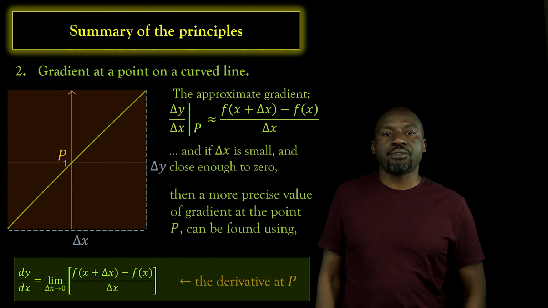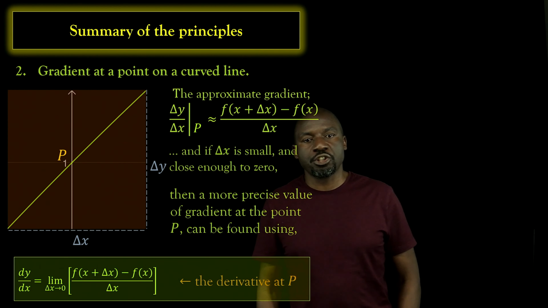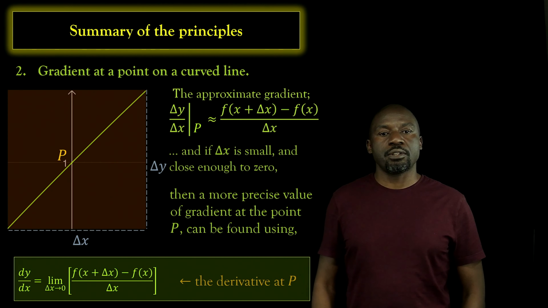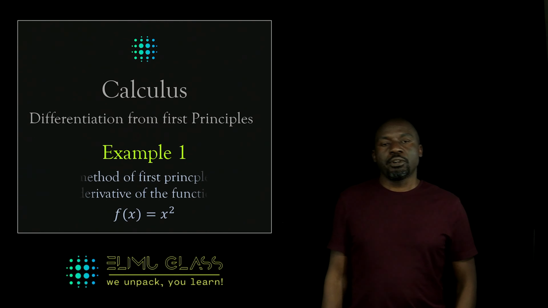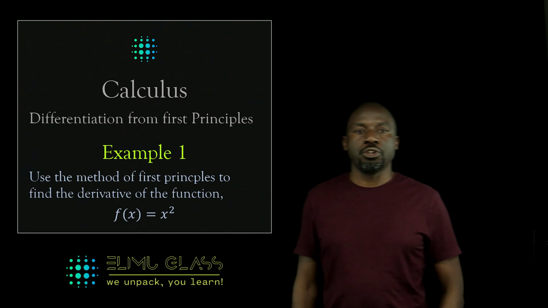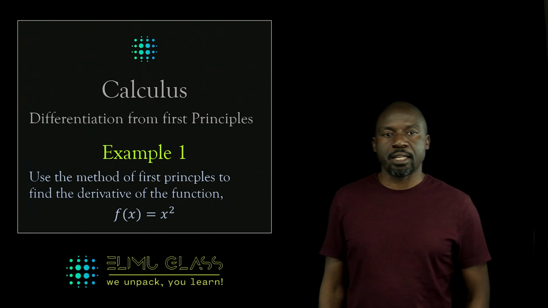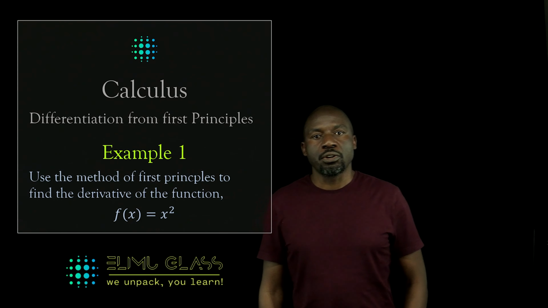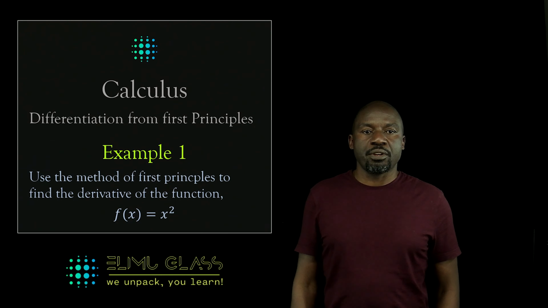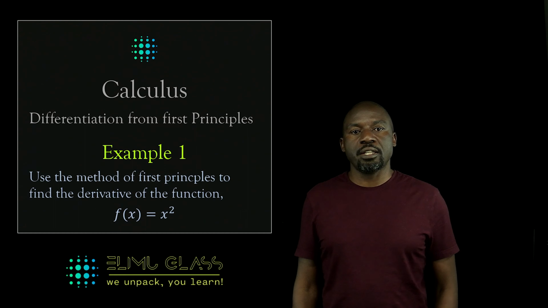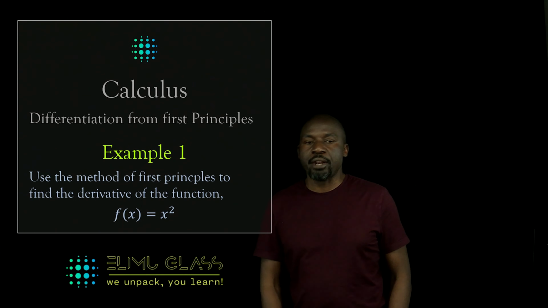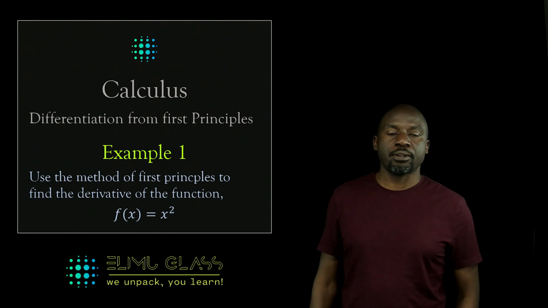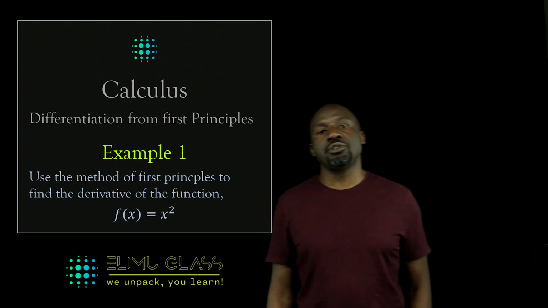Let's try and use it to find the derivative of the function y is x squared. Okay, let's start with that now. All right, so here is how a question might be brought to you. This is true for SL as well as HL students. So the question here is, use the method of first principles to find the derivative of the function y is x squared, or f of x is x squared. All right, so if you meet a question like this, how do you start?